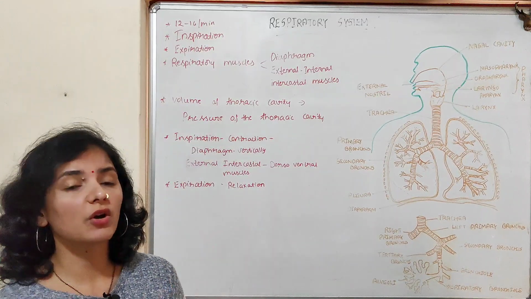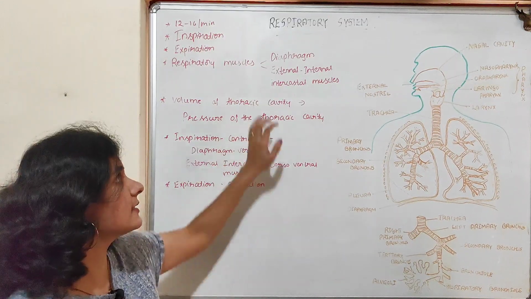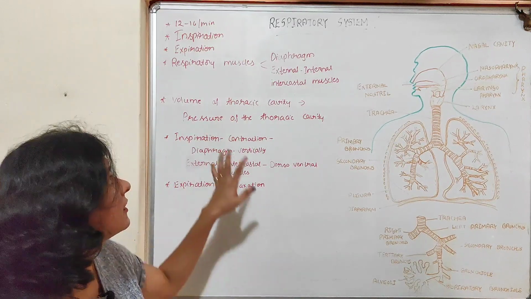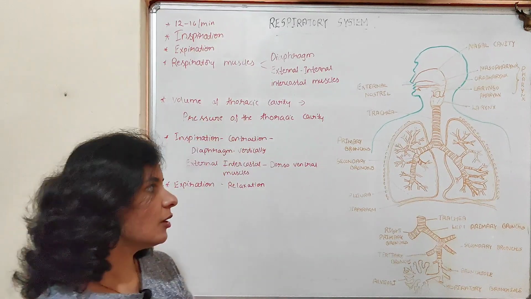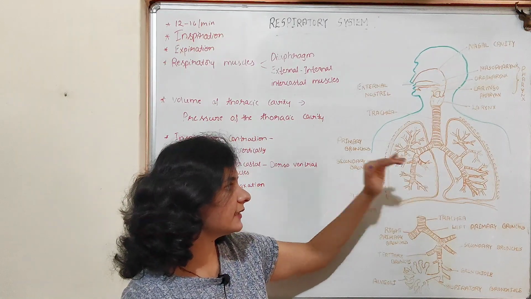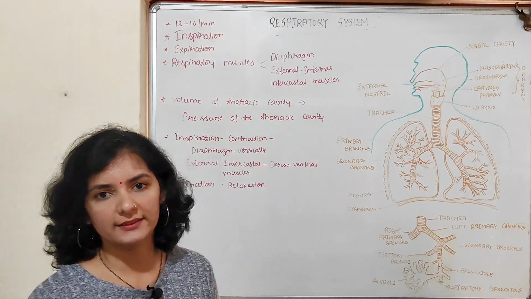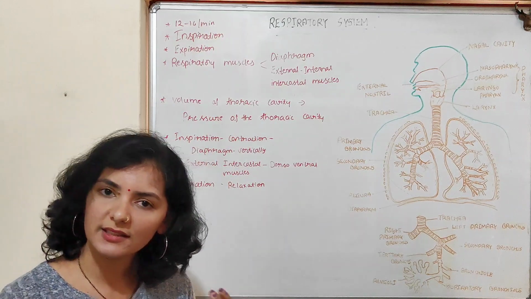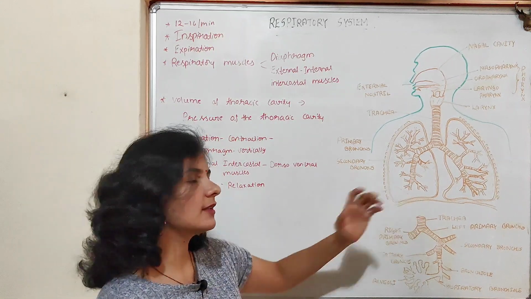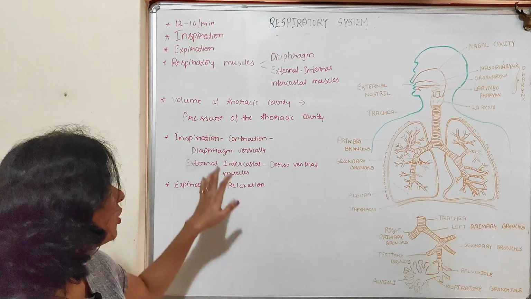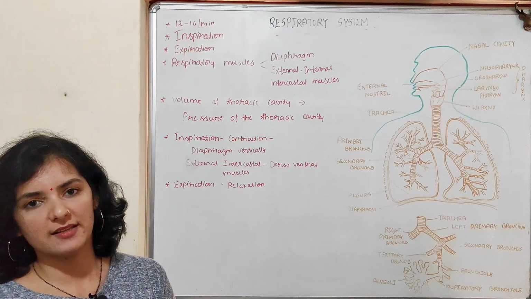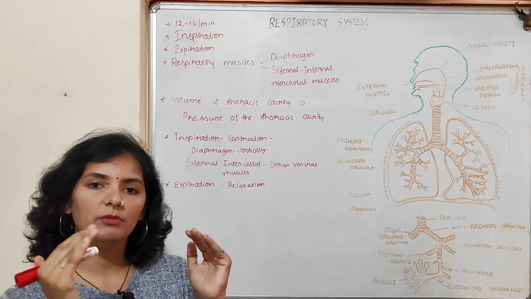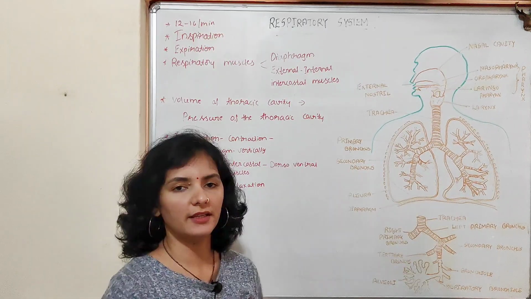So because of the contraction of both the muscles, that is diaphragm and the external intercostal muscle, there will be an increase in the volume of the thoracic cavity both in the anterior posterior axis as well as the dorsoventral axis. When there is an increase in the volume, obviously there will be an increase in the pulmonary cavity. And what happens to pressure? Pressure decreases because it is inversely proportional. So when there is an increase in the pulmonary volume, there will be a decrease in the intrapulmonary pressure.